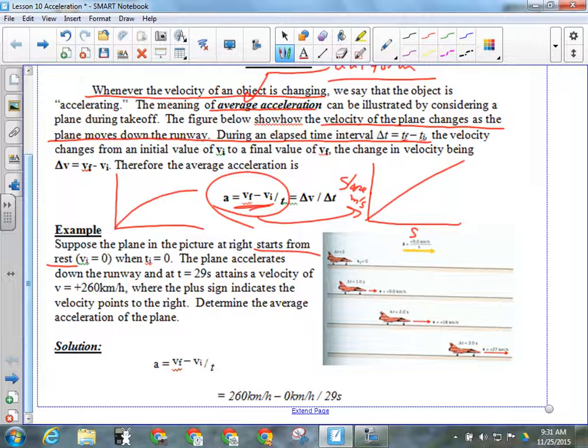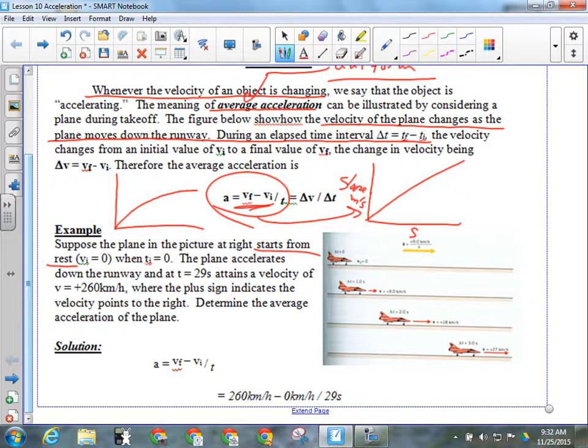Okay, so the plane accelerates down the runway, and 29 seconds later is traveling at 260 kilometers per hour. The plus sign indicates that the velocity is forward, positive. Do I want to keep my velocity in kilometers per hour, or should I turn it into meters per second? Yeah, I should probably turn it into meters per second. Have we gone over how to do that yet? I think I might have done it once, but we'll review it here.